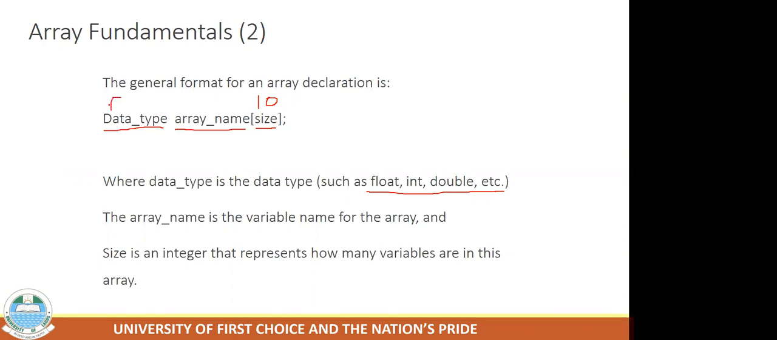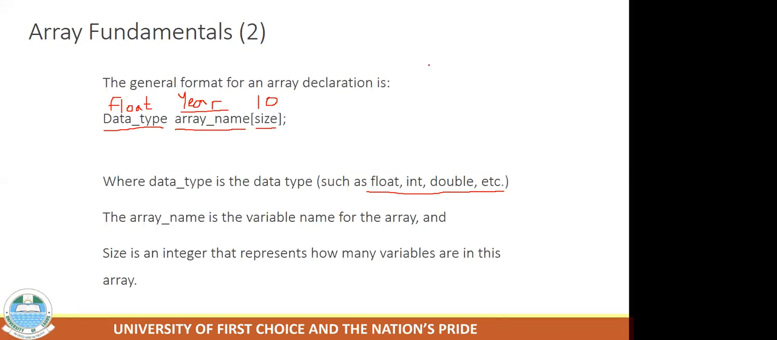So assuming this is float, and let me say year as the array name. So it means I'm creating 10 what? 10 variables of the same array name, of the name year, and they're of the same data type.